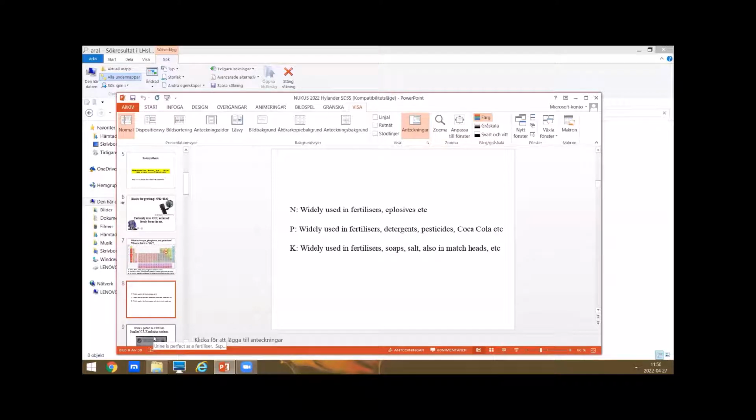Nitrogen is widely used in fertilizers, also in explosives. Dynamite, I suppose you have heard about, and it's used for both construction and for wars. So it's both good and bad uses of it. Phosphorus is widely used in fertilizers because plants need so much of it. And we have it in detergents, in pesticides, also in Coca-Cola, which is based on phosphoric acid.